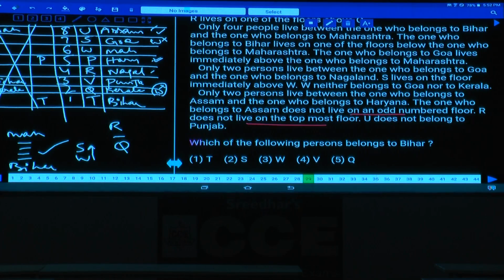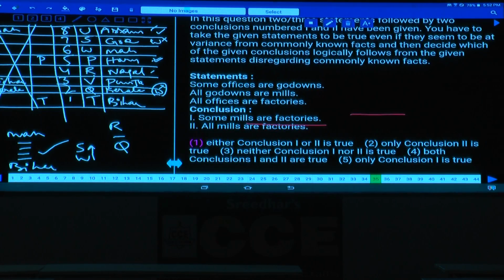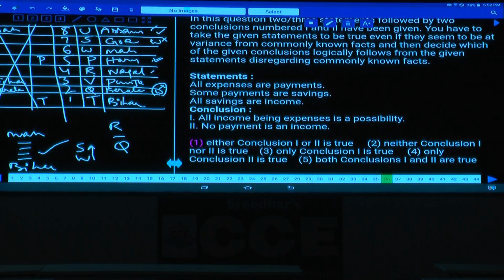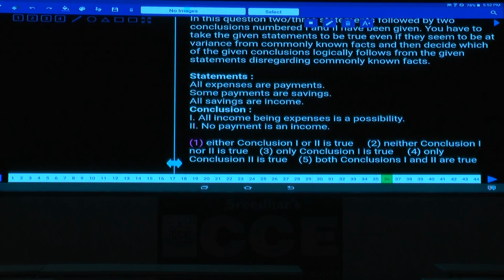Questions 29 to 34. Then question numbers 35 to 40. Now question numbers 35 to 40. Now these 6 questions are based on what?